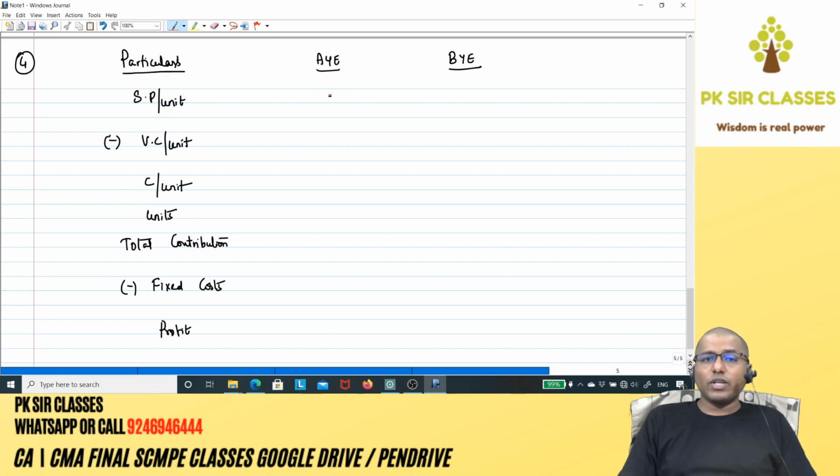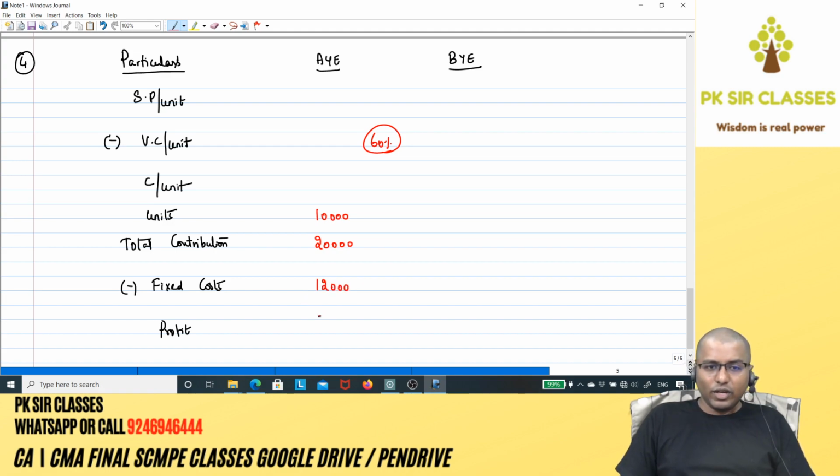Okay, let's put the numbers that are given in the question first. Selling price per unit not available. Variable cost as a percentage of selling price, it is 60%. Variable cost is 60% of selling price, that is there. Number of units sold is 10,000. So here you have units. This is 10,000 given in the question. Marginal contribution is 20,000. That is nothing but total contribution over here. This is 20,000. What else you have got? Fixed cost is 12,000. Okay, this is 12,000.